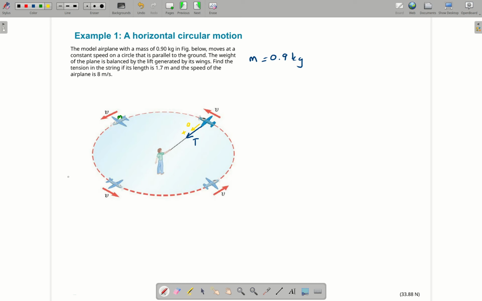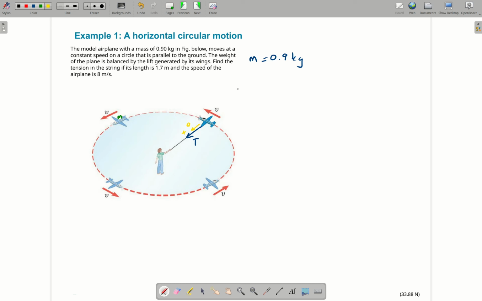Imagine here we're looking from bird view. We're seeing this from the top. mg is down and it's maintained by the wing's lift, so we're not interested in that. We're only interested in this horizontal motion. Along the horizontal flat surface here, I only have tension.